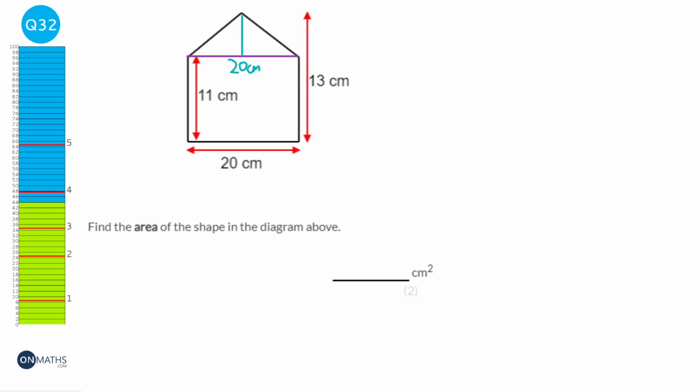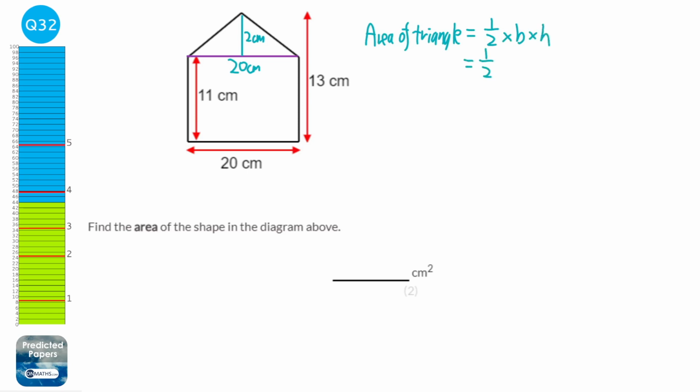And we need to find the height, which is this length here, which is 90 degrees to the base. And to find that, what we can look at is the fact that the total height of the whole thing is 13, and the height of the bit we don't want is 11. So what's left over? Well, 2 centimeters will be left over, so the height of the triangle will be 2 centimeters. So let's work out the area of the triangle first. Which is going to be half times base times height. Half times the base, which is 20, times the height, which is 2, will just give us 20.